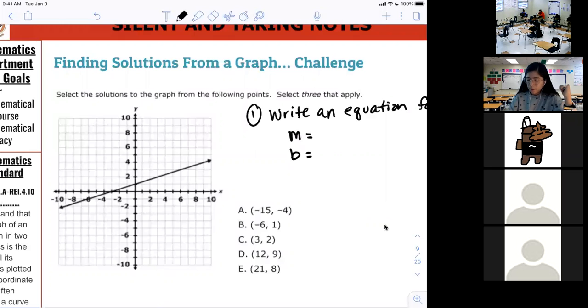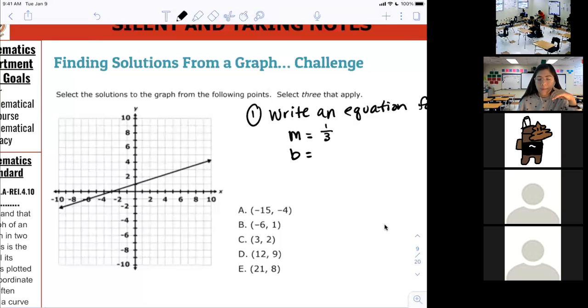All right, that's time. What is my slope? 2 over 6, which equals 1 over 3. Careful. 2 over 6, simplified as a fraction, that's 1 over 3. Slope is 1 over 3.